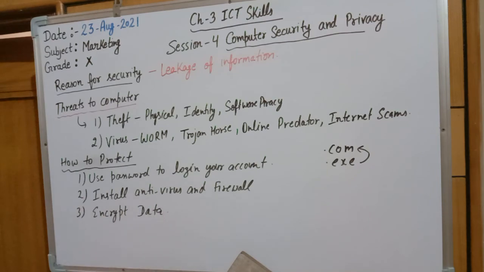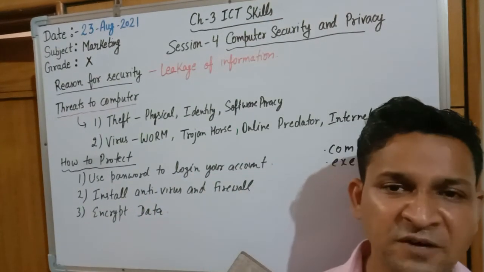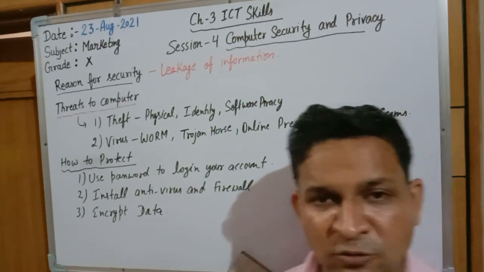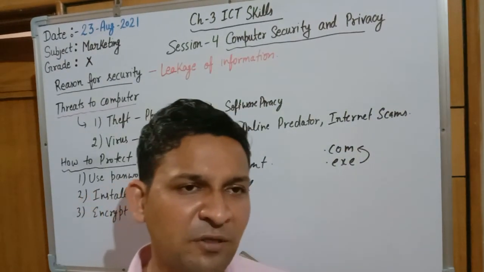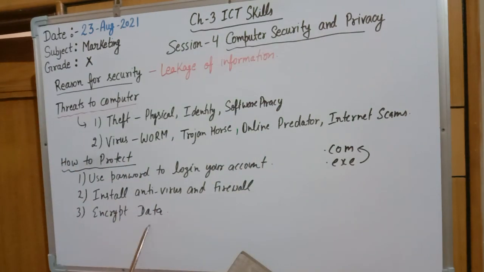And third, whenever you are keeping data in your computer system, the data should be in encrypted form. You can use a password to save the data. Whenever you are sending data, you can send the coded form of data. That's why encryption of data is required. Data encryption can be done by putting a password on a specific file.